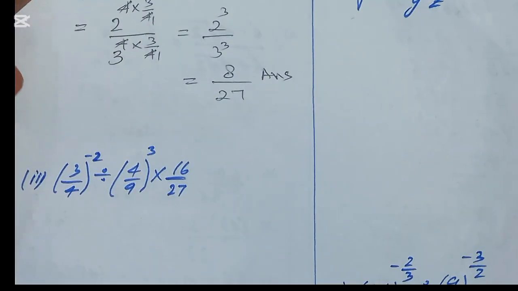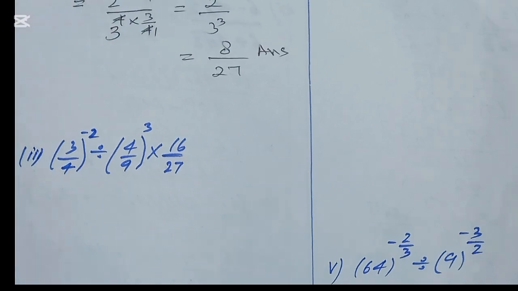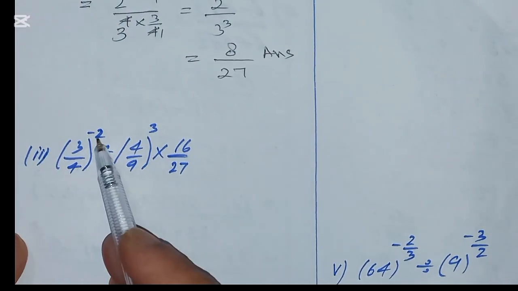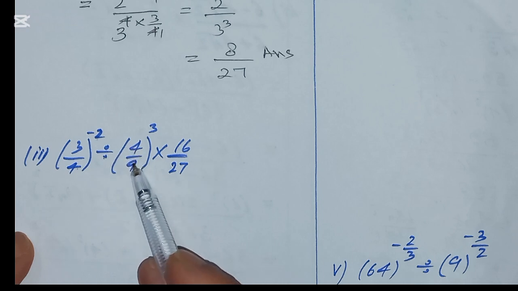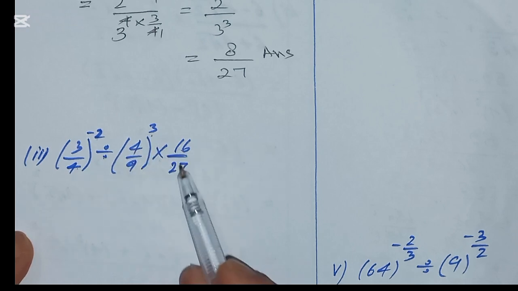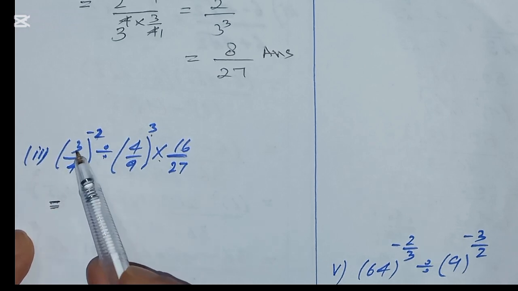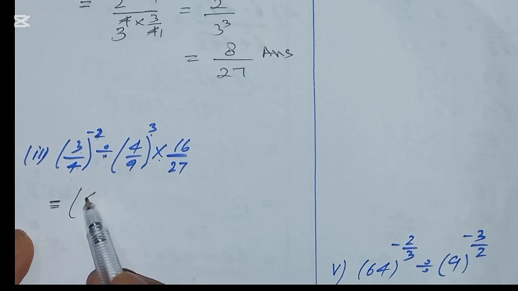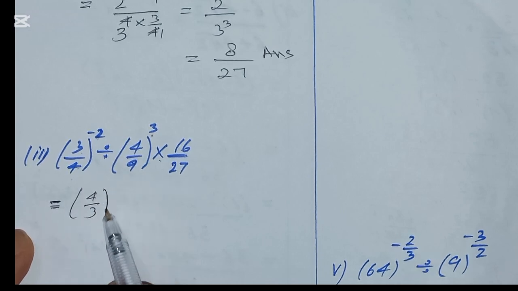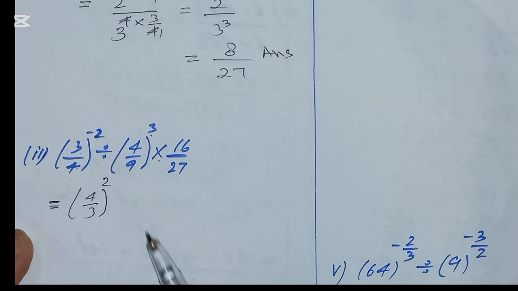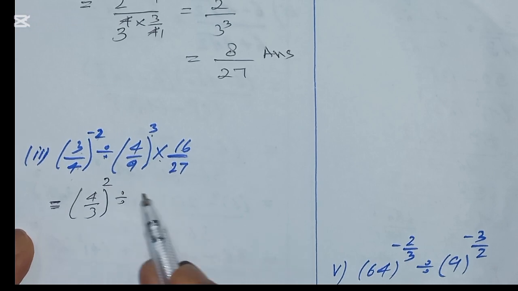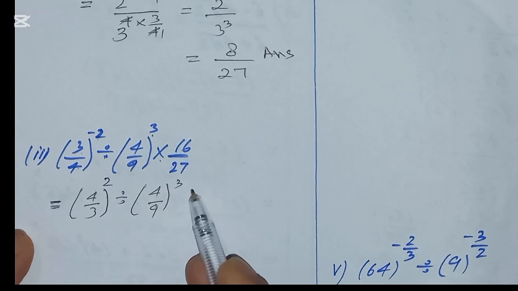In the next step, bracket minus 3 by 4 whole power minus 2 divided by 4 by 9 whole power 3 multiply 16 by 27. For this question we also take the same step. This is 3 by 4. We can write 4 by 3 and its exponent will become positive, divided by 4 by 9 whole power 3 multiply 16 by 27.